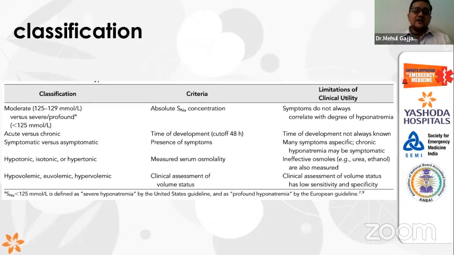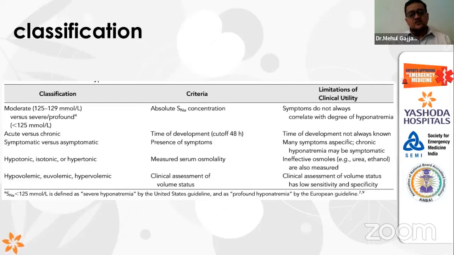Then again, depending upon the serum osmolarity level, hyponatremia can be classified as hypotonic, isotonic, or hypertonic hyponatremia. But serum osmolarity does not consider ineffective osmoles like urea and ethanol. These are the ineffective osmoles which cannot be accounted for in the serum osmolarity level. So this is a pitfall of the classification based on serum osmolarity.